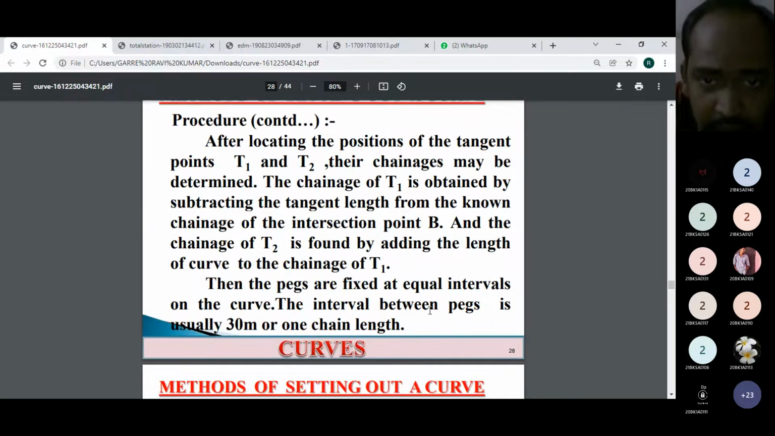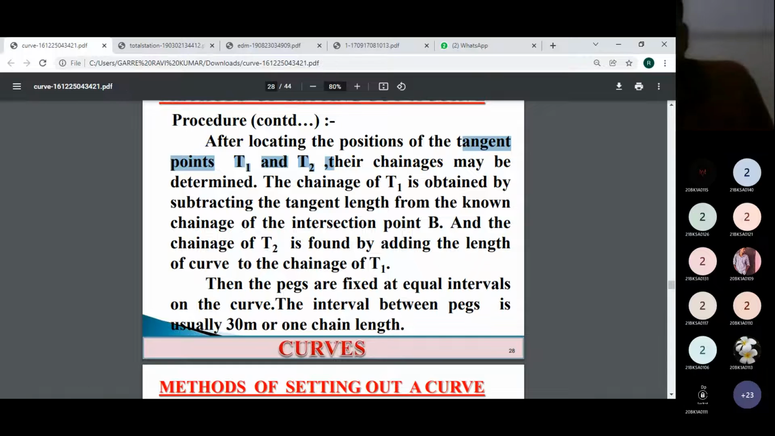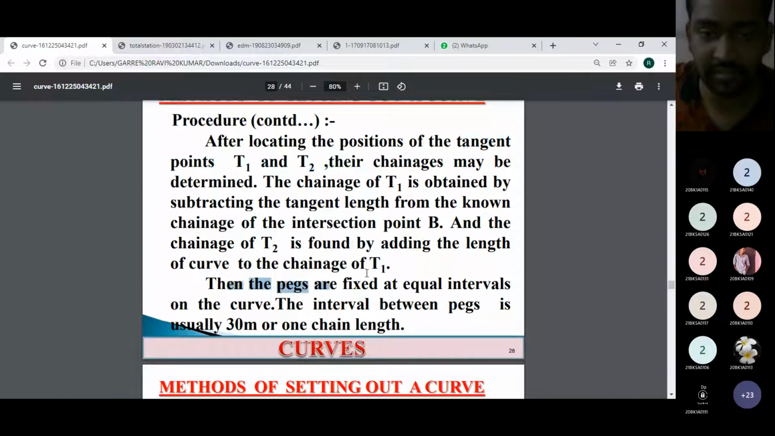After that we have to go for the chainage. After locating the positions of the tangent points T1 and T2, their chainages may be determined, and their lengths also will be determined from the point from which we find T1 and T2. After knowing the chainage, we can set up the pegs at equal intervals on the curve. Understand? Those equal intervals can be calculated by using the Rankine's method.